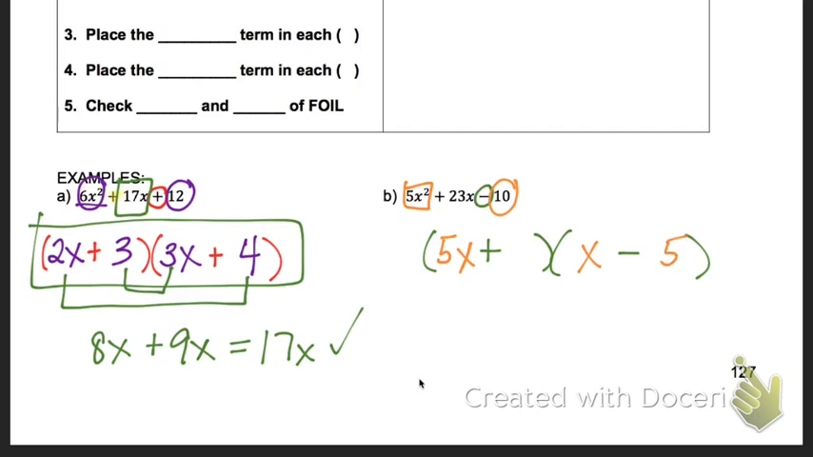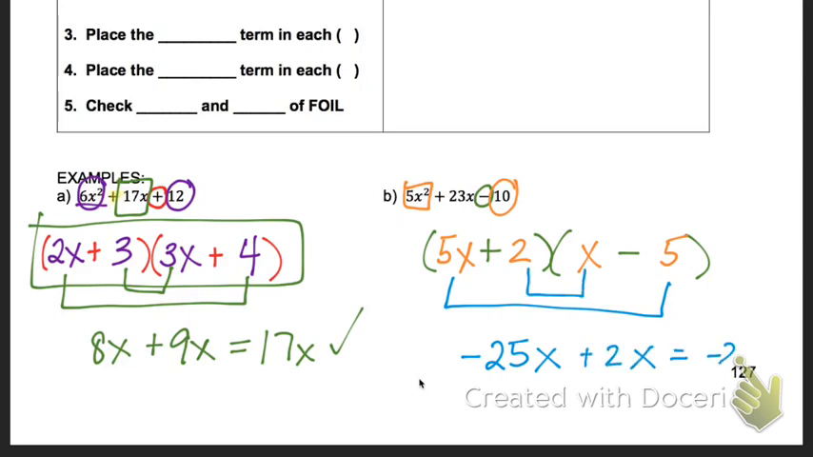What if I did x plus 5 in the first one? Is that okay? That's fine. Now I'm going to check and see if it adds up to the middle term. So 5x minus 5 is negative 25x plus 2x, which gets me negative 23x.